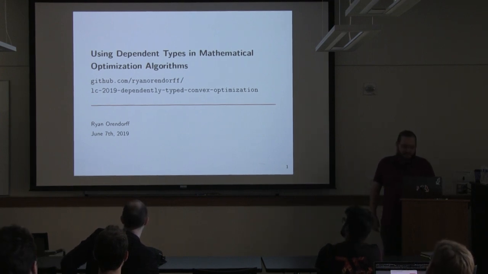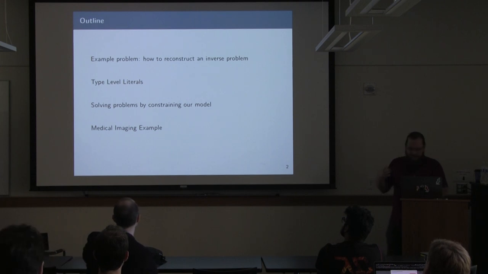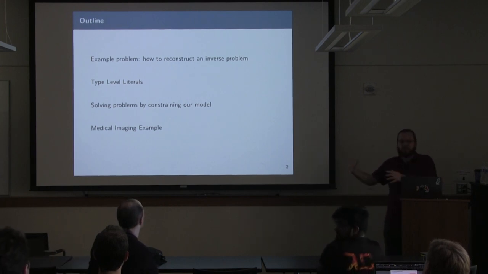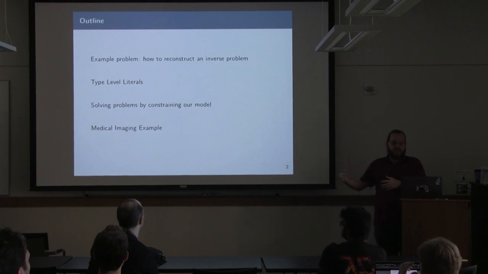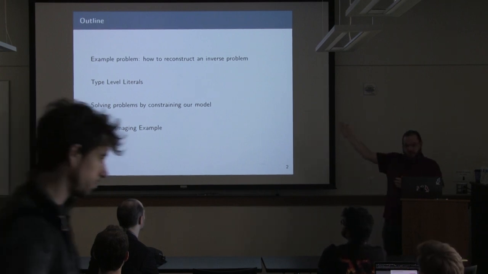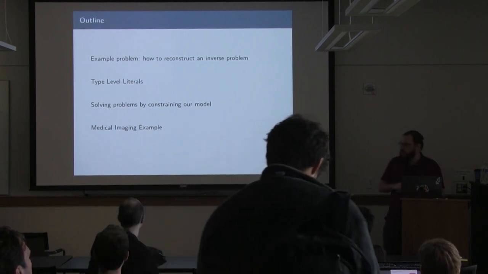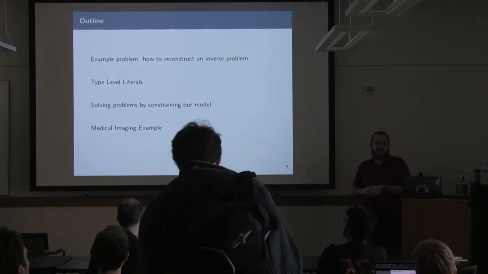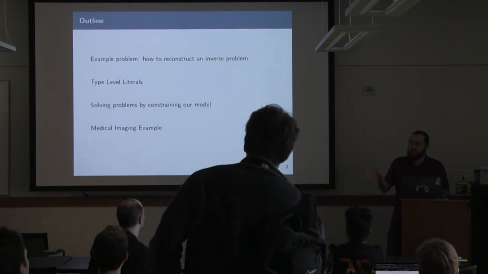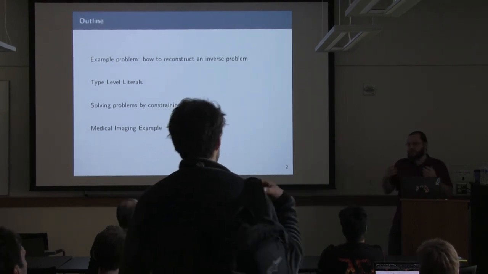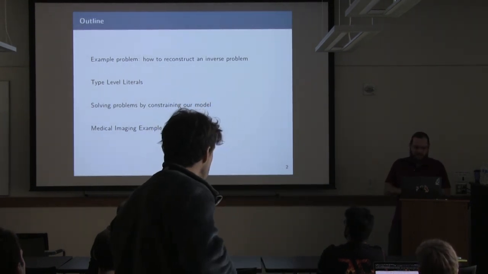So what are we gonna talk about today? Today we're going to talk about what the first thought process is for a numerical optimization algorithm. We're going to go through that by going through an example of what's called an inverse problem. And then we're going to talk a little bit about type level literals. Type level literals are what allow us to encode what are called dependently typed things in Haskell.